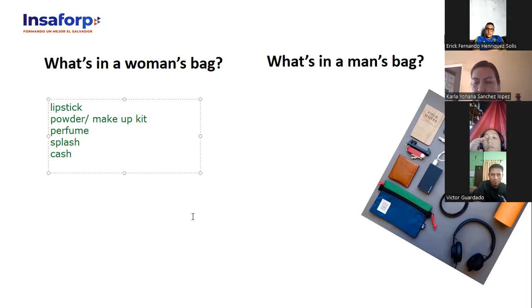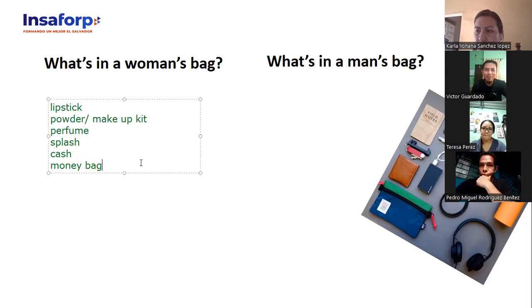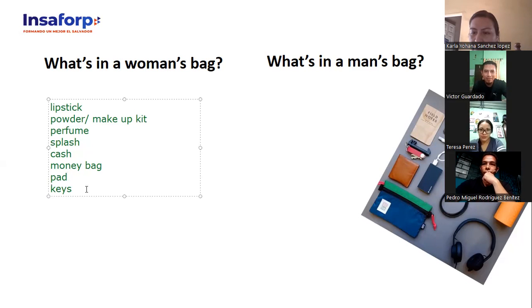A box inside another box. Maybe a money bag, un monedero, or the bag of the makeup. Keys, that's important. The keys, la llave. Toallas sanitarias. Ah, that's called pad. Okay, chicas, así se dice.